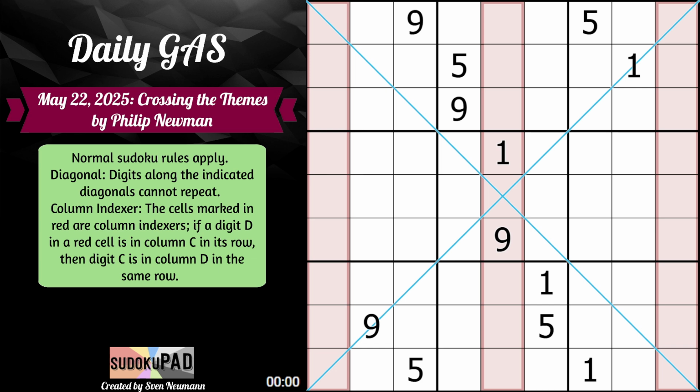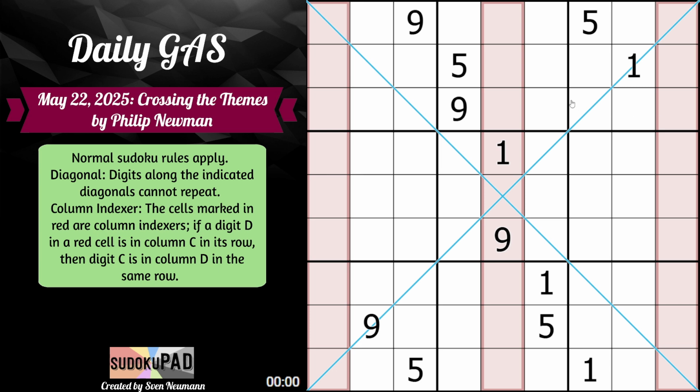But in any case, what do we have? We have normal Sudoku rules apply. Diagonal: digits along the indicated diagonals cannot repeat. Column indexer: the cells marked in red are column indexers. If a digit D in a red cell is in column C in its row, then digit C is in column D in the same row. That's it. So what does that mean?